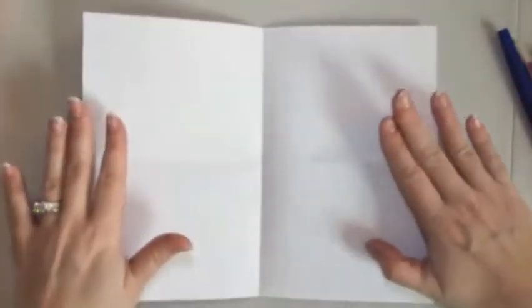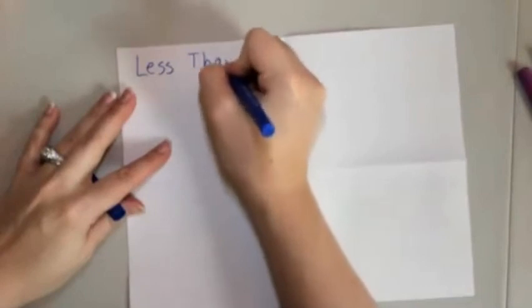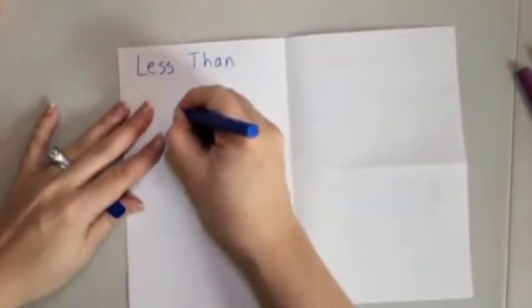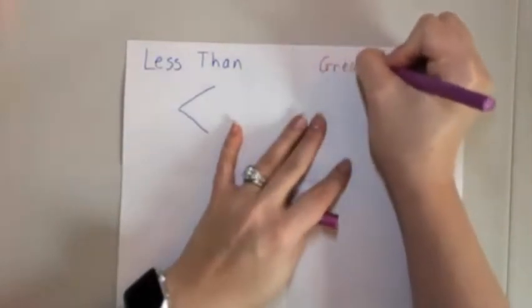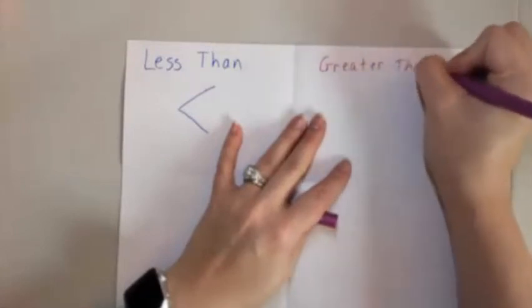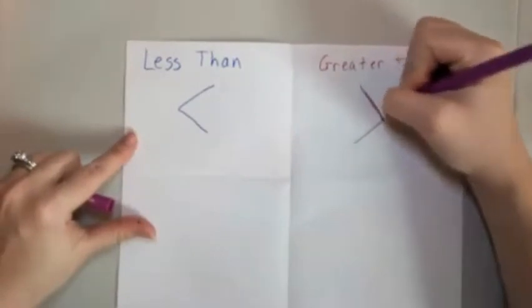All right, so now I'm going to unfold it. And on this side, we're going to start with just our symbols. So we're going to do the 4 inequality symbols, 1 in each box. So I'm going to start by writing less than. And then I'm going to draw that symbol. All right. Next, I'm going to do greater than. And I'm going to draw this symbol. Make that a little darker.